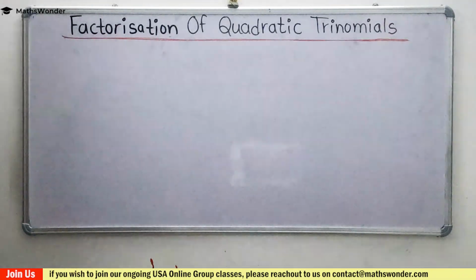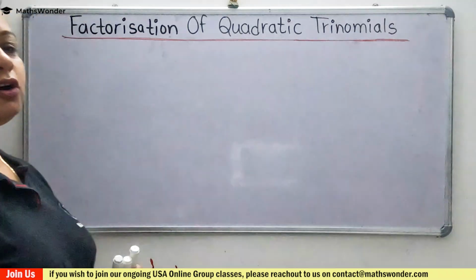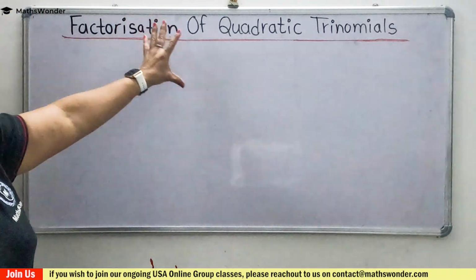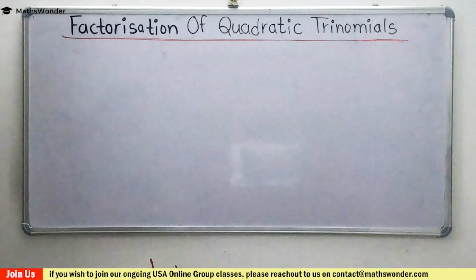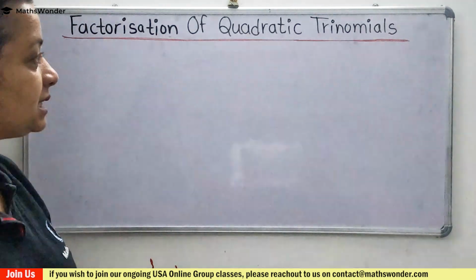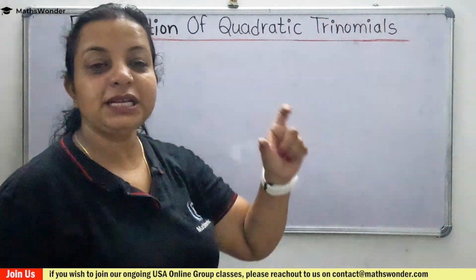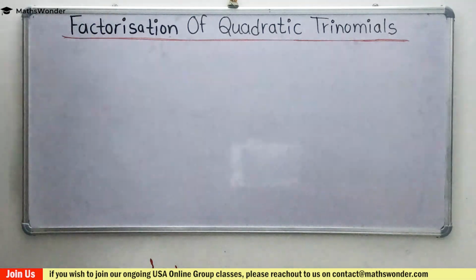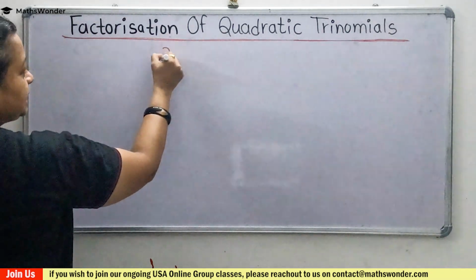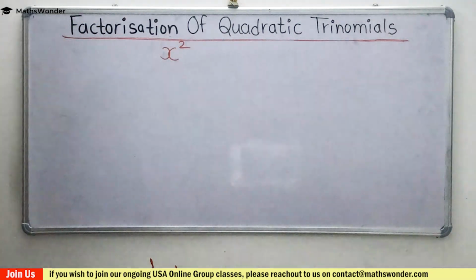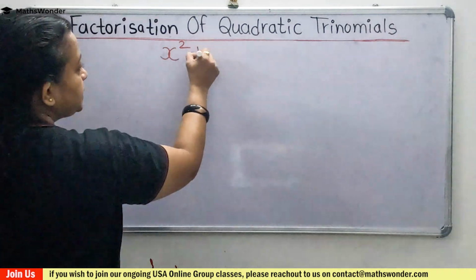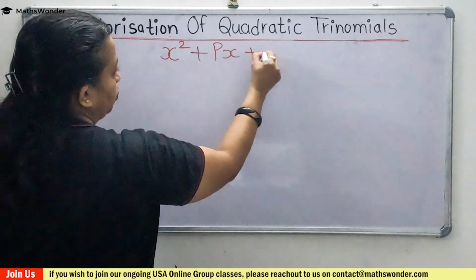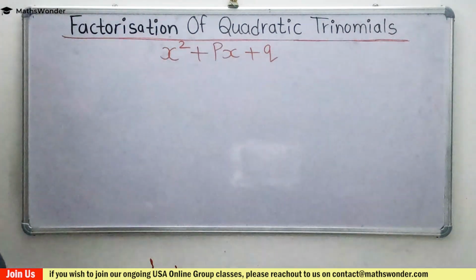Now the third important part of factorization is factorization of quadratic trinomials. As you know, what are trinomials? Tri means 3, nomials means terms. When we have 3 terms, we call it a trinomial, right? Now check the form. The form you will see in this type of question is x square plus px plus q.